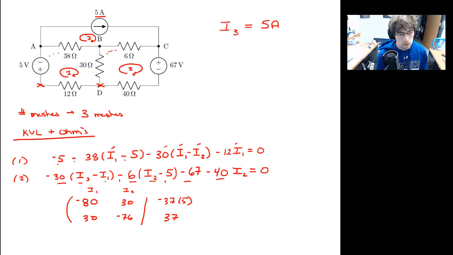So here is my augmented matrix that I need to invert in order to solve. Let's do that. What I have, making sure that I have the same labels, at the end of the day is that the mesh currents for 1 and 2 are equal to 2.5 amps and 0.5 amps.